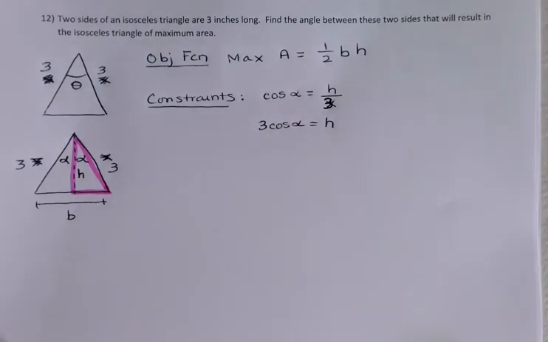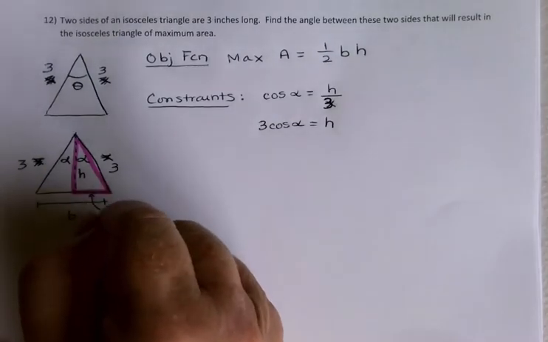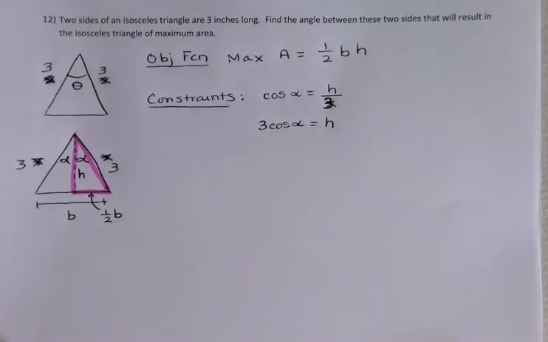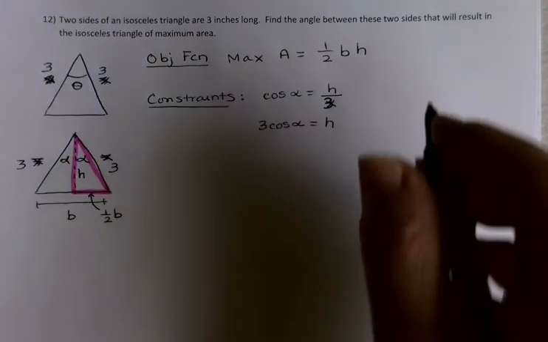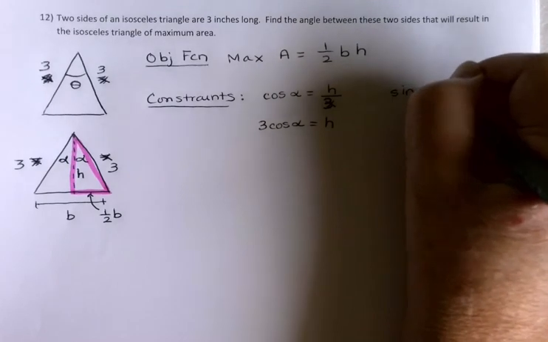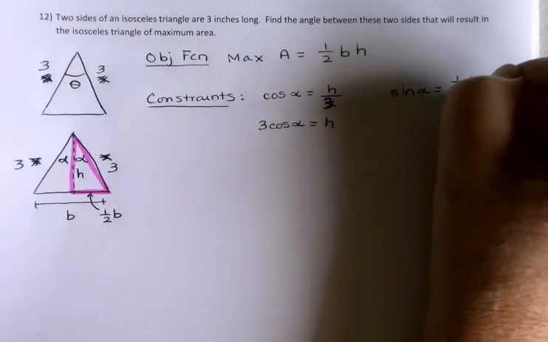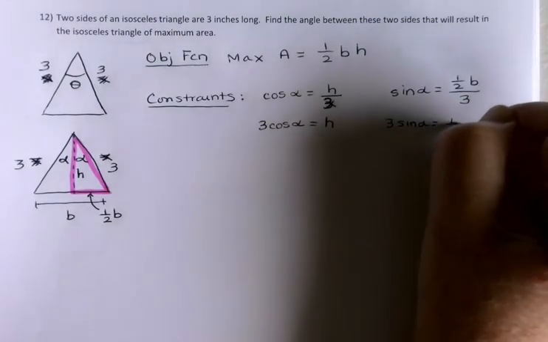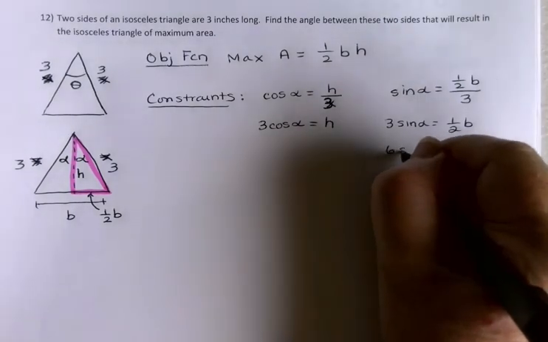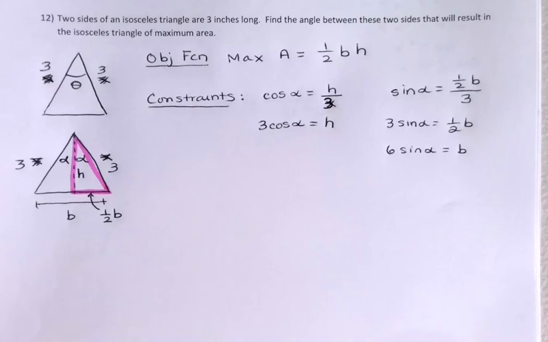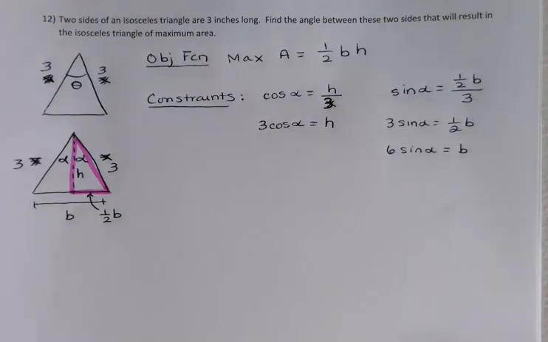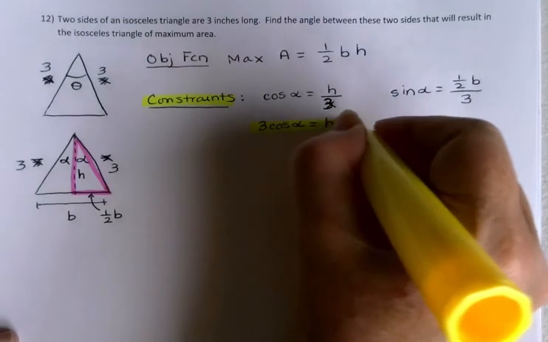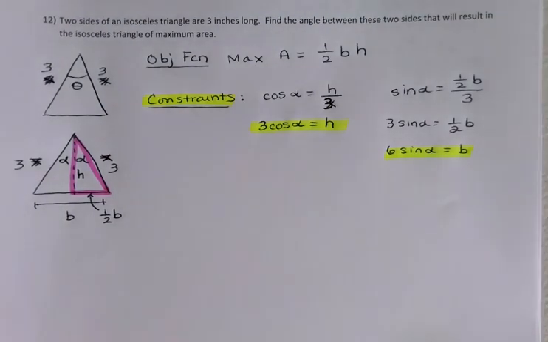I also need to deal with the b. This little piece down here now is just going to be half of b. So I could say that the sine of alpha is 1/2 b over 3. Three sine alpha is 1/2 b, and so 6 sine alpha is equal to b. So those two constraints can be used to substitute for h and b in my objective function, and then everything will be in terms of alpha.